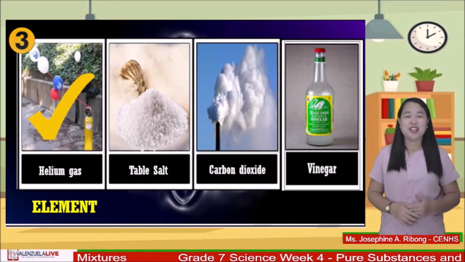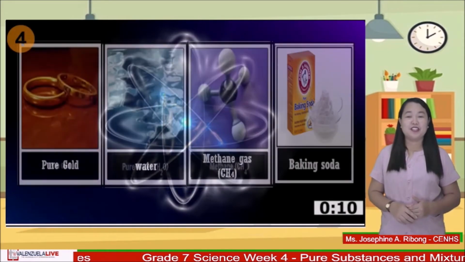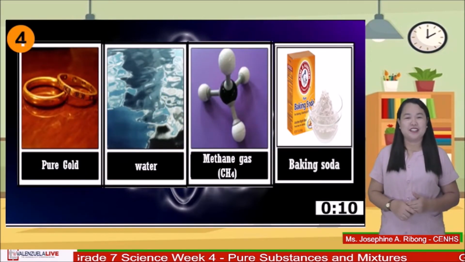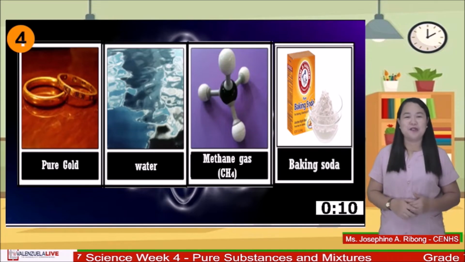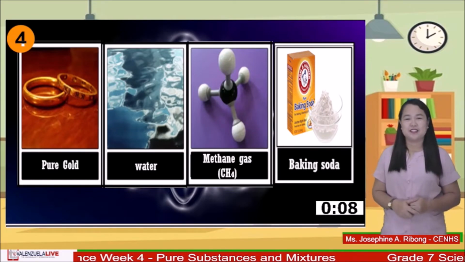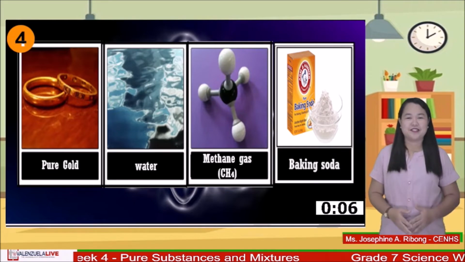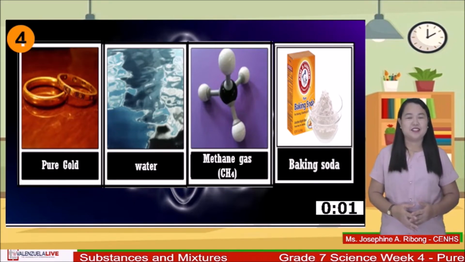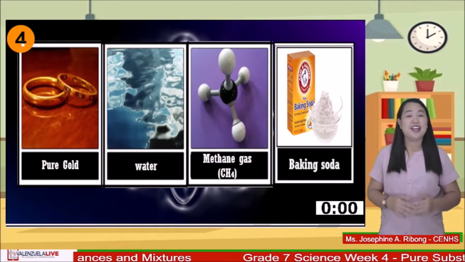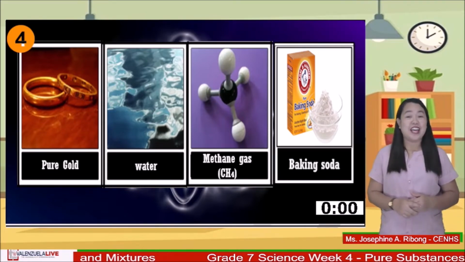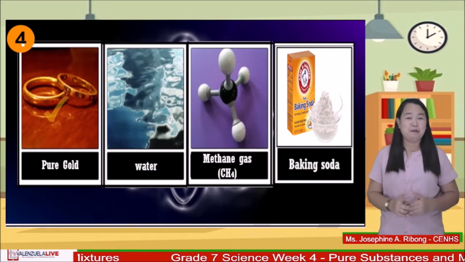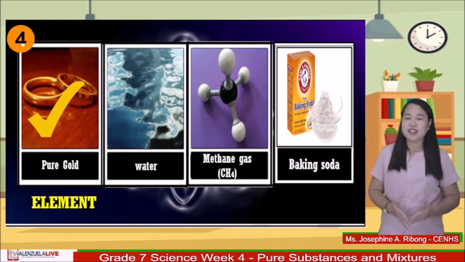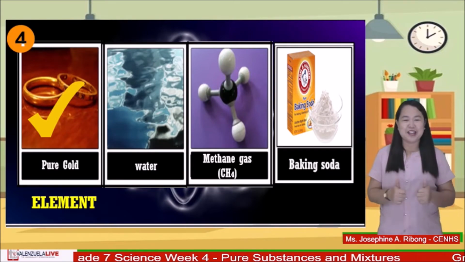And lastly, which does not belong to the group? Is it pure gold, water, methane gas, or baking soda? Your time starts now. Time's up, grade 7 learners. The answer is pure gold. Remember that gold is an element, while water, methane, and baking soda are compounds. Great job, learners!